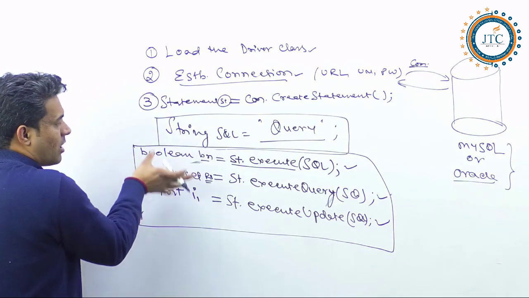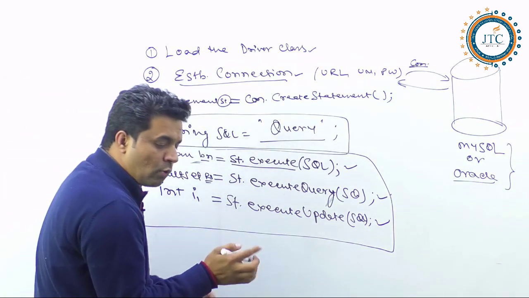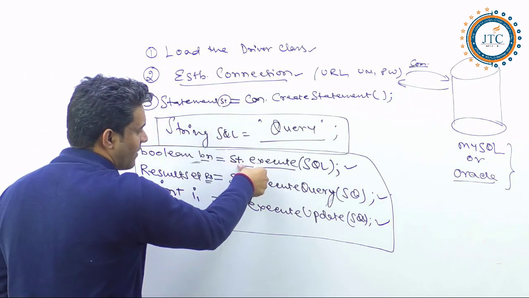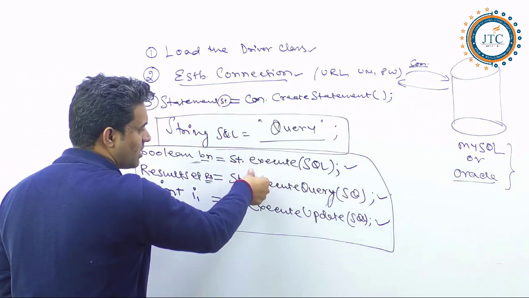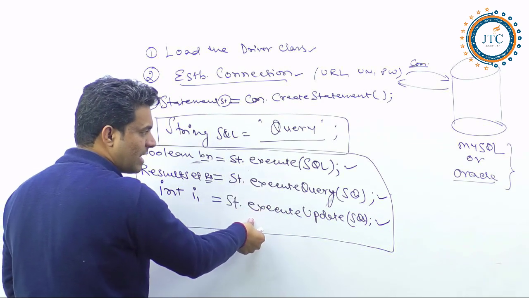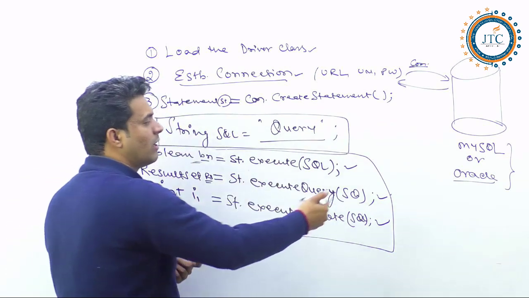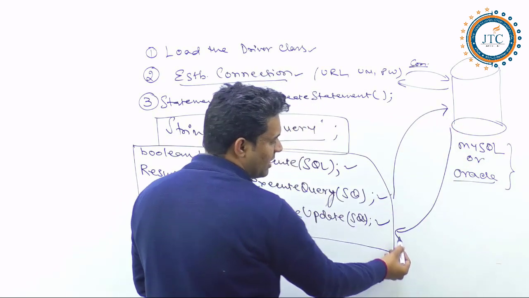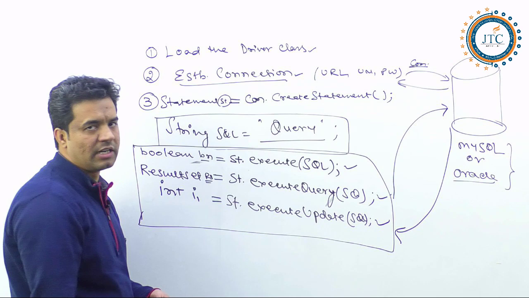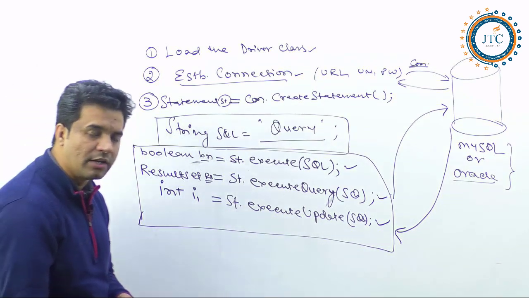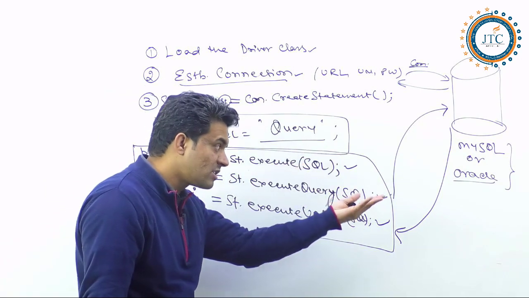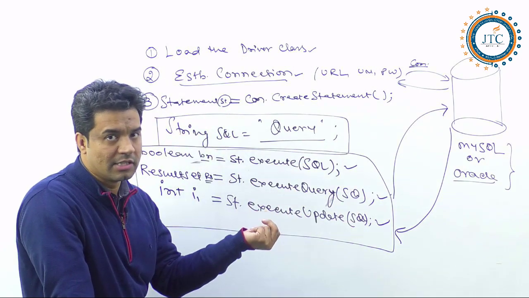So now I hope you understand why we need the statement object. With the statement object we have these three methods: execute, executeQuery, and executeUpdate. With the help of these we can submit the query to the database, and based on that we will get some result from the database. Whatever type of query you submit, based on that query you are going to get some result from the database. Is it okay?